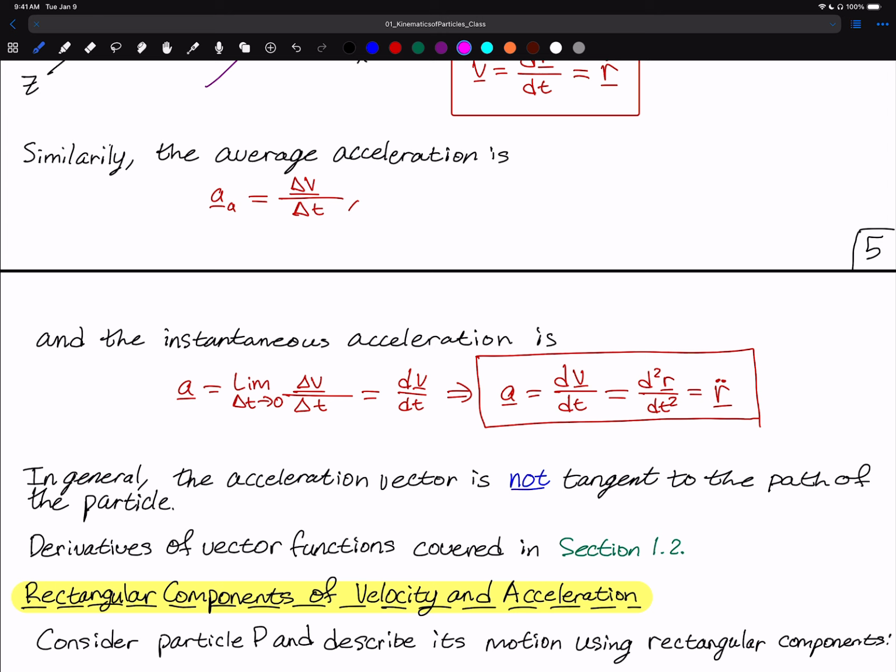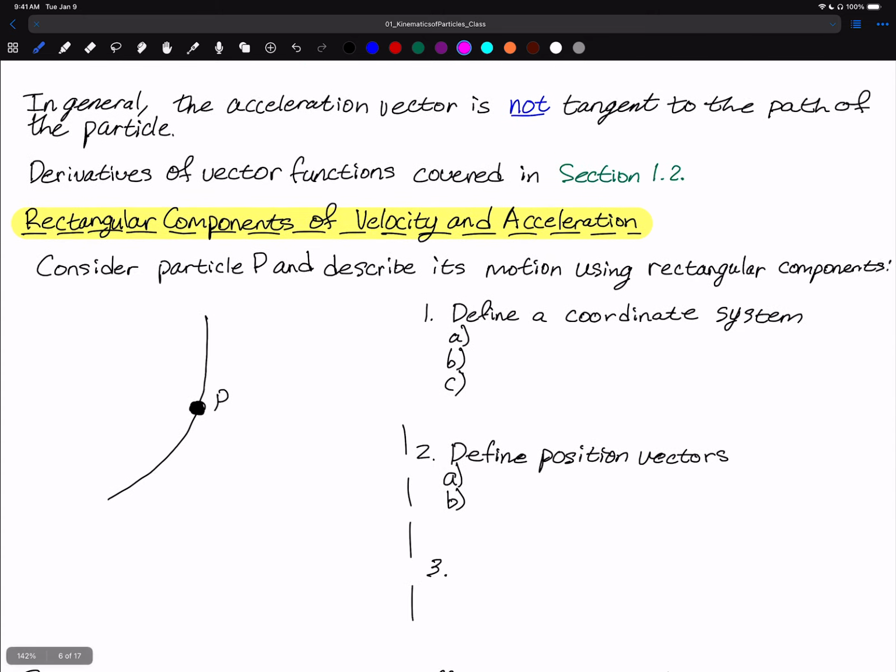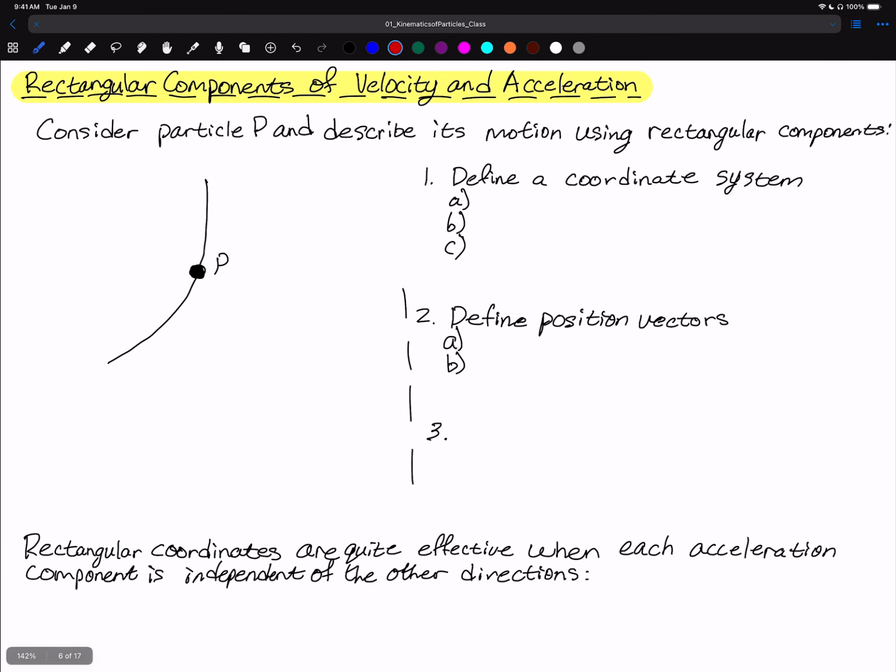We're now going to go through and talk about the rectangular components of velocity and acceleration. We're going to consider a particle P and describe its motion using rectangular components, or Cartesian coordinates, is what we would call this. This is where we're going to start applying this algorithm. We're going to start by choosing and defining a coordinate system. Well, the first step is to choose an origin. Let's put our origin right here.